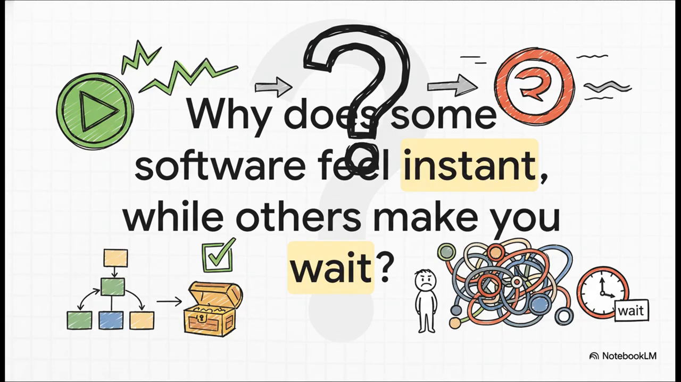You've totally felt this, right? You click a button in one app, and bam, instant response. You do the same thing in another app, and you're just staring at a spinning wheel. What is going on there? Is it just your computer being slow?